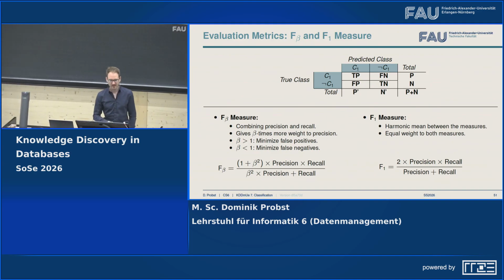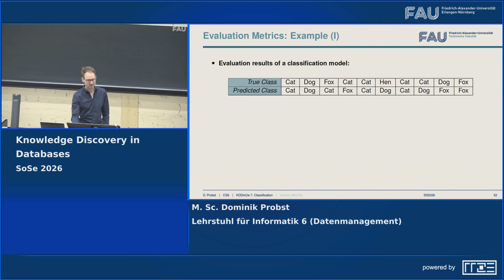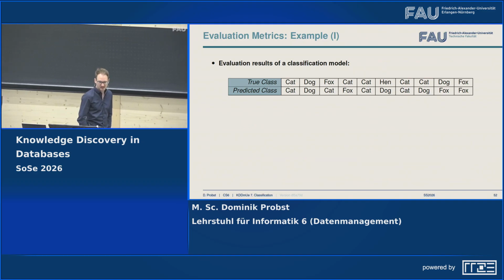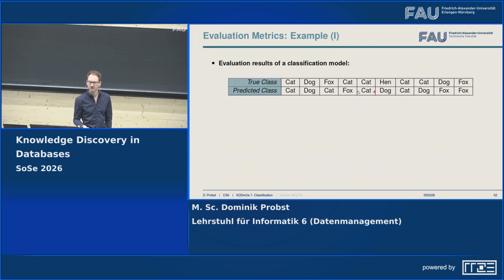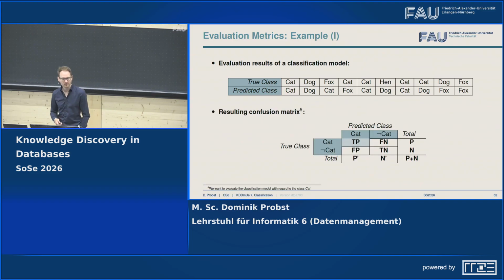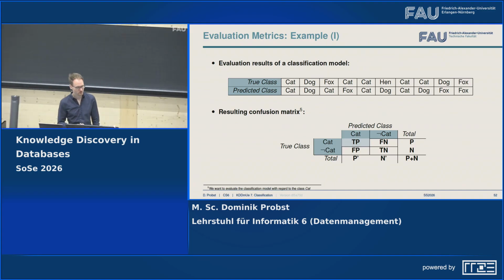Of course, we can take a look at an example in here. In this example, we have some true classes: cat, dog, fox, cat, cat, hen, cat, cat, dog, fox. So we have 10 evaluation runs where we compared a true class we know against the predicted class our classification model has output. And we can use this result to fill in the confusion matrix.